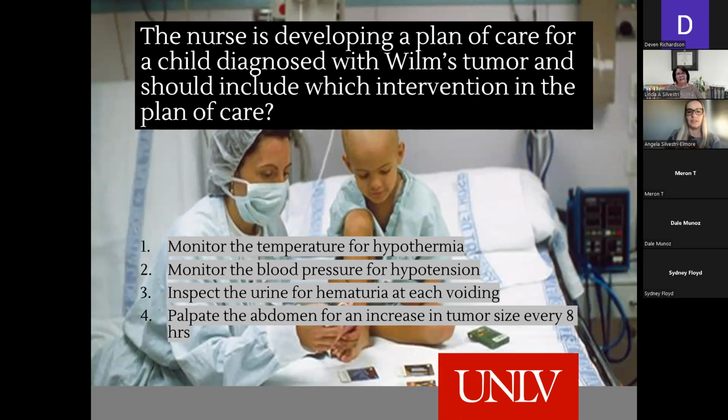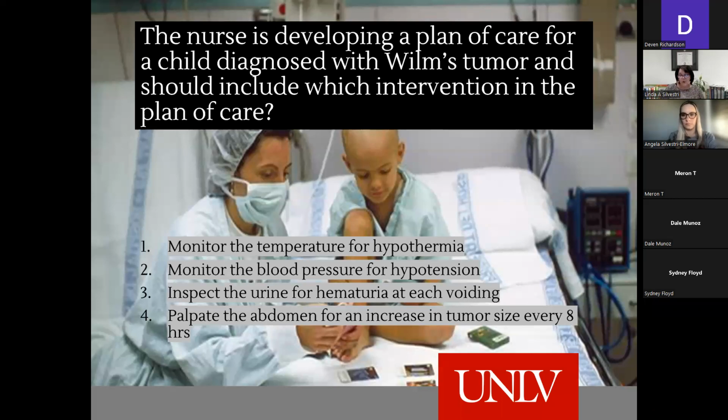All right, so the answer here, which intervention do we want to include in the plan of care? Well, the answer here is 3. And what we want to remember is Wilms tumor, this is really important to remember. If you're going to be asked about oncology in the child, Wilms tumor might be one, leukemia would be another, and osteogenic sarcoma would be another. The thing you want to hook up with Wilms tumor is that it's an intra-abdominal and kidney tumor. And that's how you would get to option 3 as your answer.